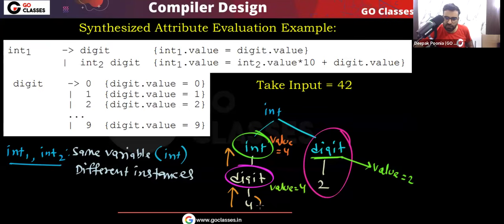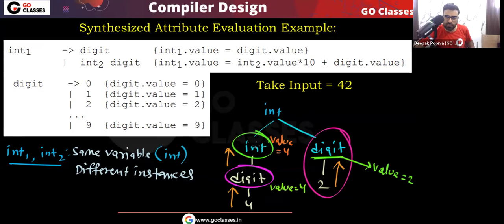Okay. From here, we have found the attribute value for this node. Then you can see from this node, or I can say from the attribute value at this node, we have found the attribute value at this node. So the information is flowing upward. Okay, here also you can see that information was flowing upward.